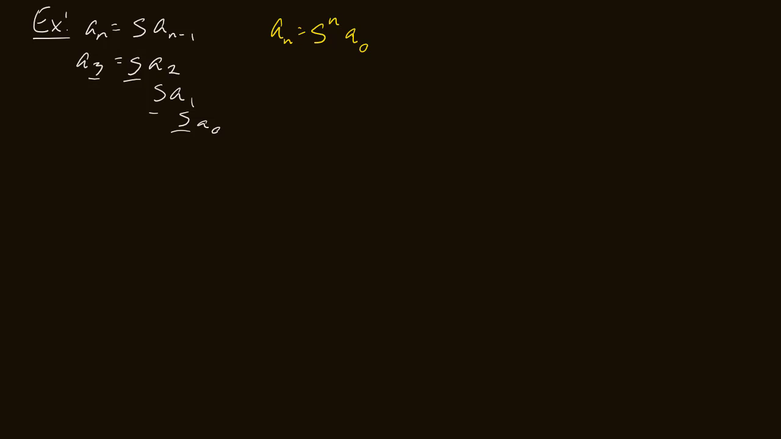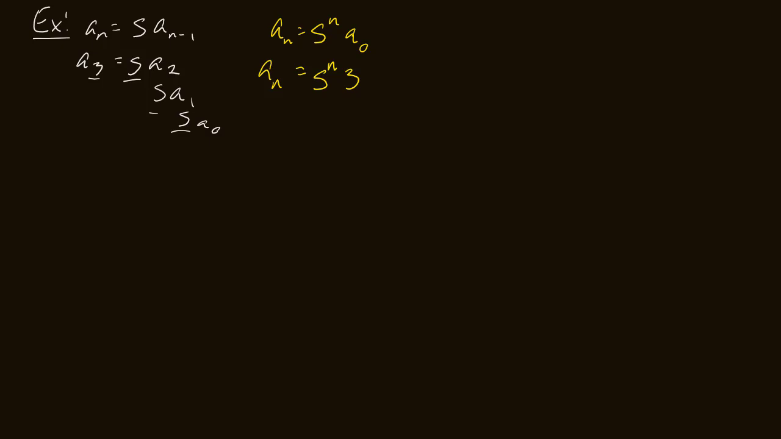If this was like a real problem, I would have been given a value for a naught. Say a naught is equal to 3. Then I would substitute that for a naught. So let's just pretend I said a naught is equal to 3. Then I would substitute that and say s to the n times 3. And now I got exactly what I wanted: an explicit formula for the term a sub n in terms of n.